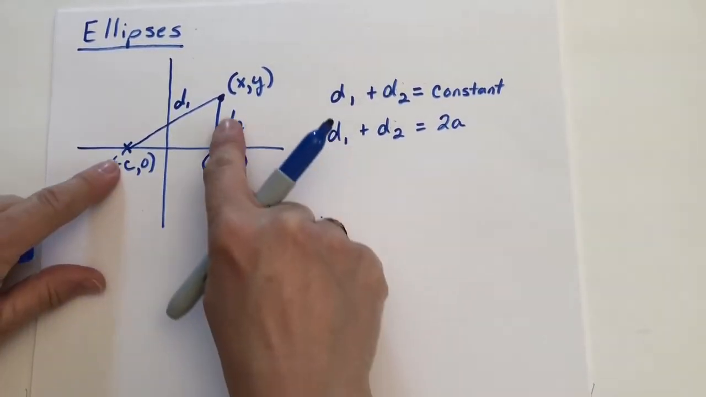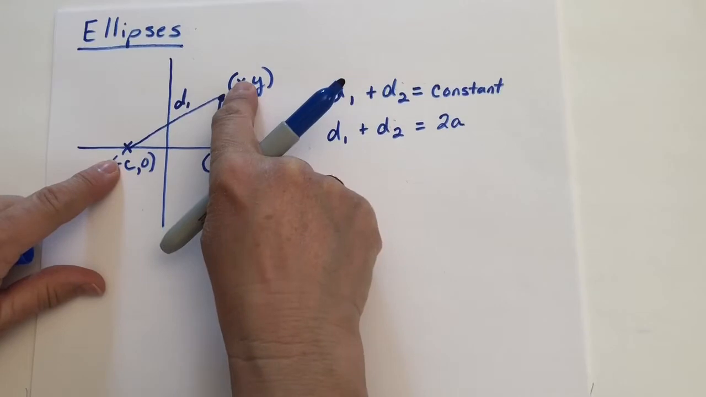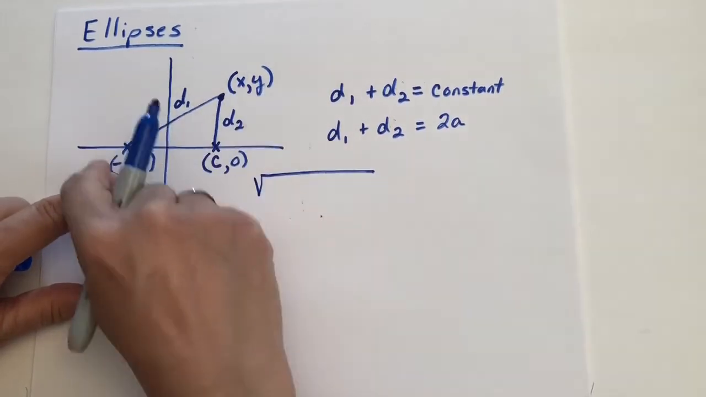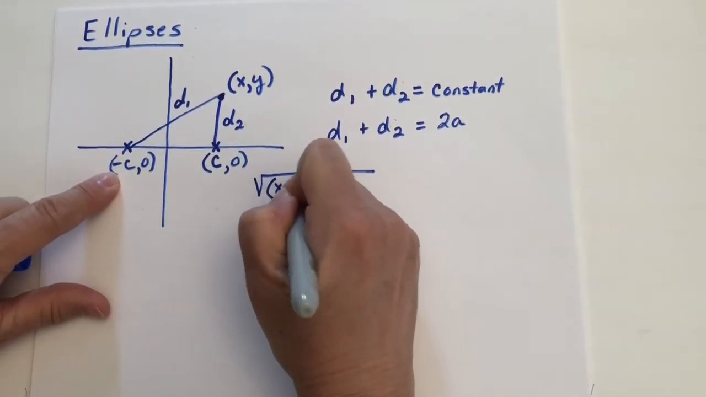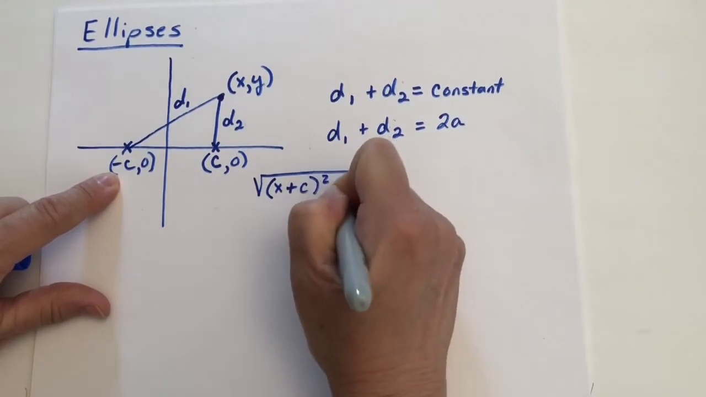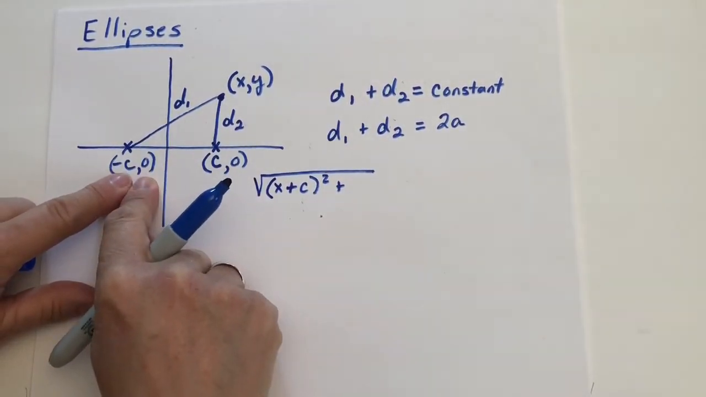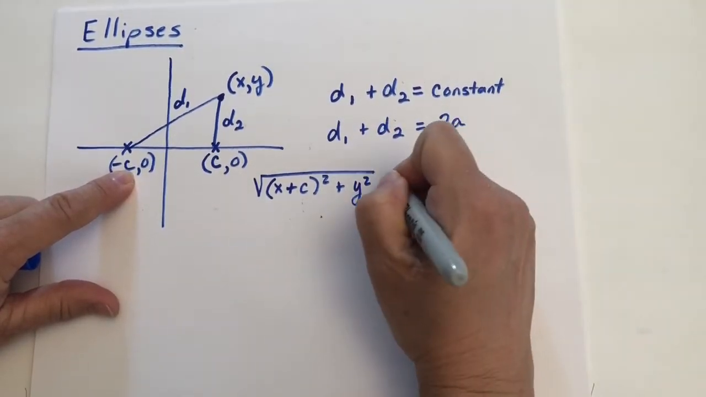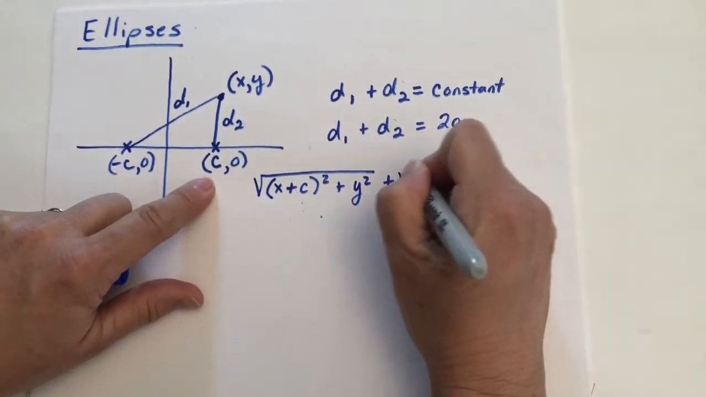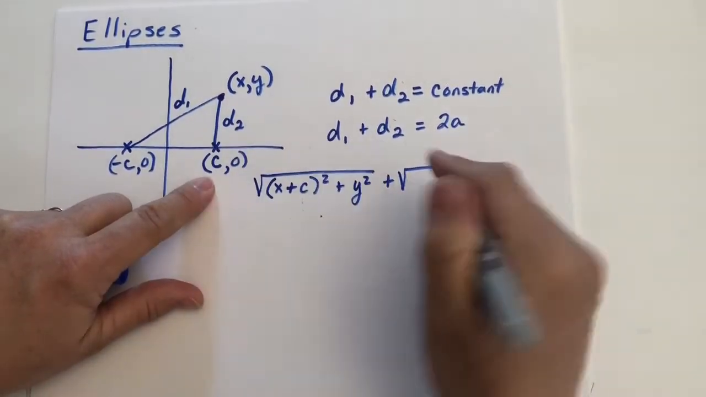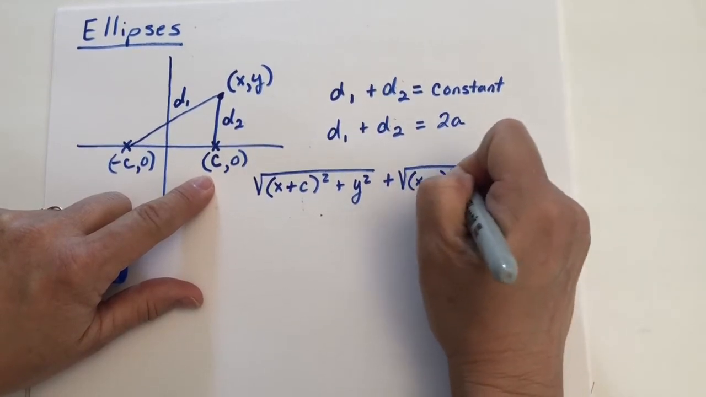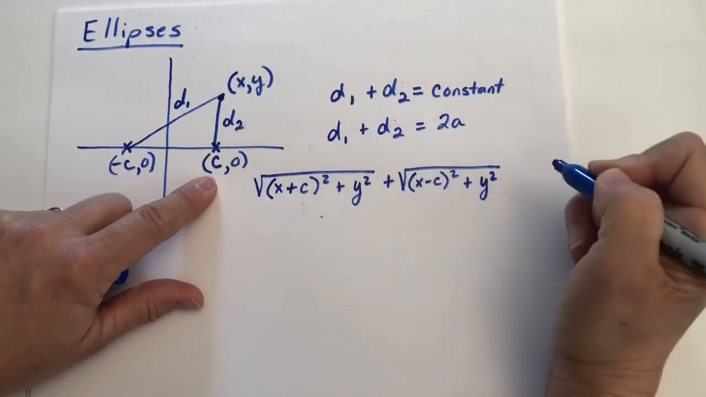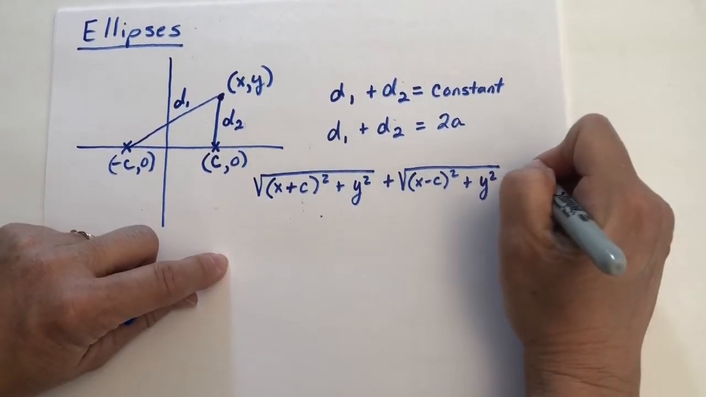Now distance 1 is the distance between these two points. So we use our distance formula. Square root of x minus negative c squared plus y minus 0 squared. Well, y minus 0 is a lot like y. Plus the square root of x minus c squared plus y minus 0 squared, again, is just y squared. And that equals the constant 2a.